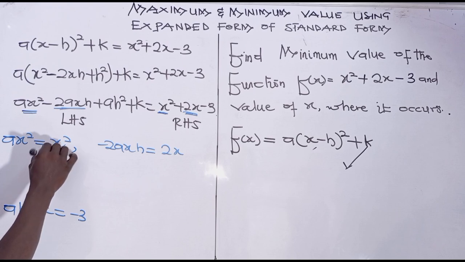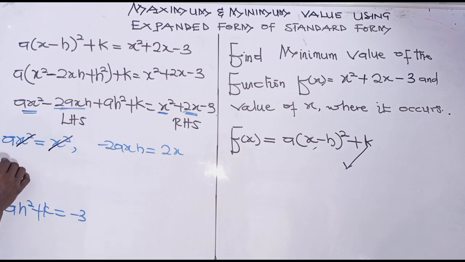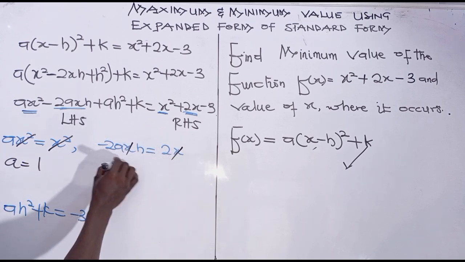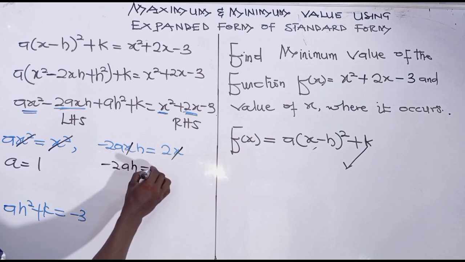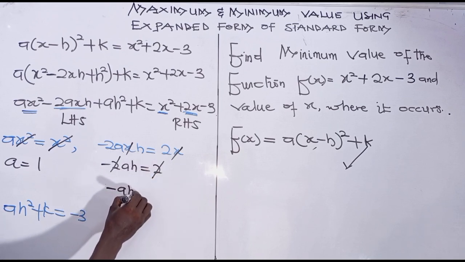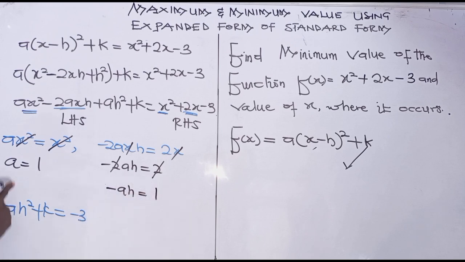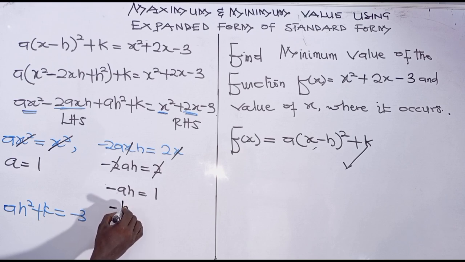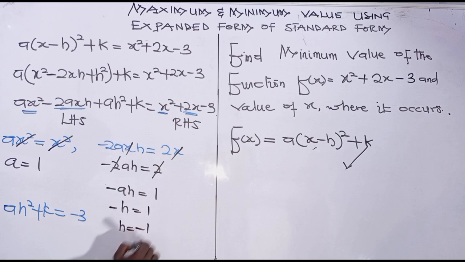So from here we can see that this will cancel this. We are left with what? A is equal to 1. From here also we can see that x will cancel this. We have minus 2ah is equal to 2. So we'll be left with minus ah is equal to 1. Already we said that our a is equal to 1, so we have minus 1h is equal to 1. So we can say that our h is equal to minus 1.